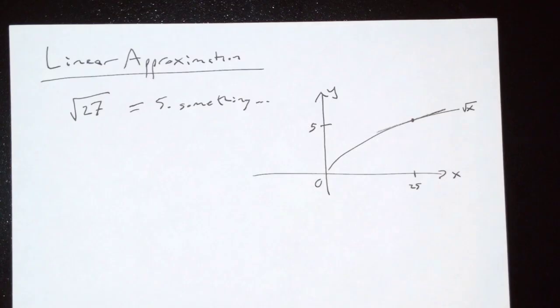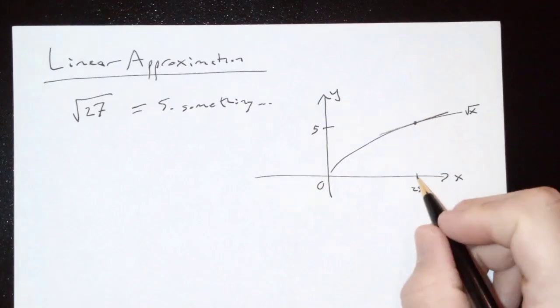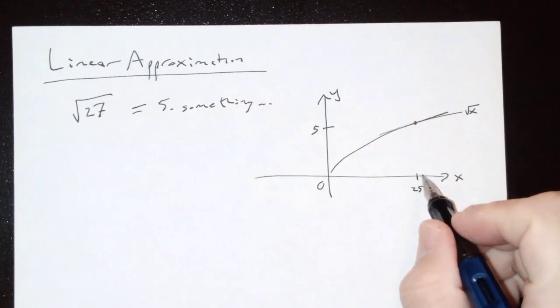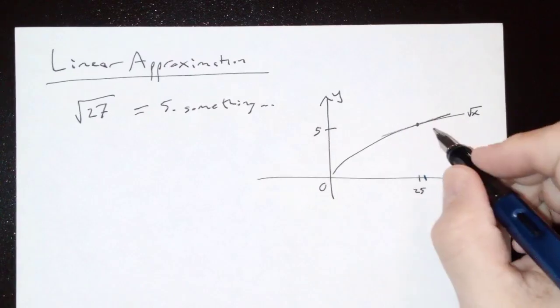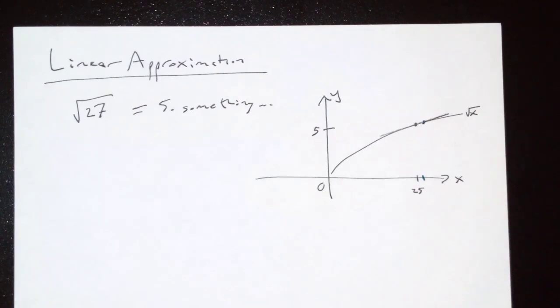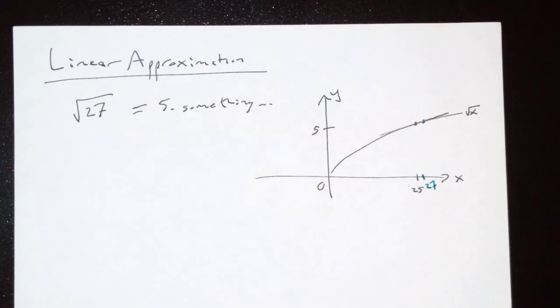Given the scale I've got on the x-axis, 27 is only a little bit to the right. That's 25. 27 shouldn't be that much further over, right? And that means the y value for 27 is going to be right about there. Can you tell me whether I drew that dot on the curve of the square root of x or on the tangent line? Those values are really close together, aren't they?